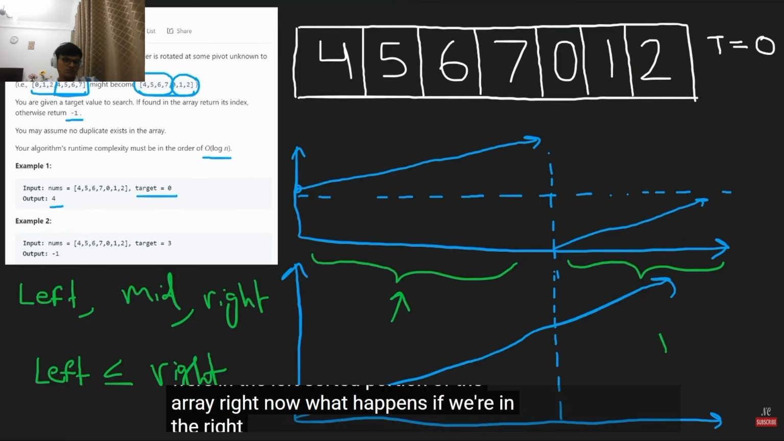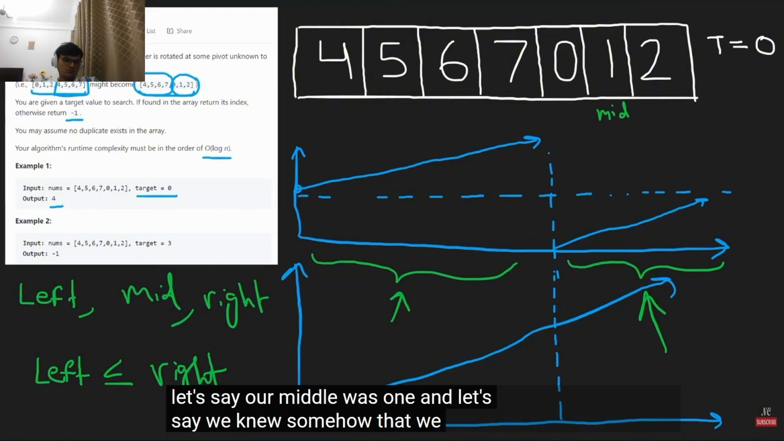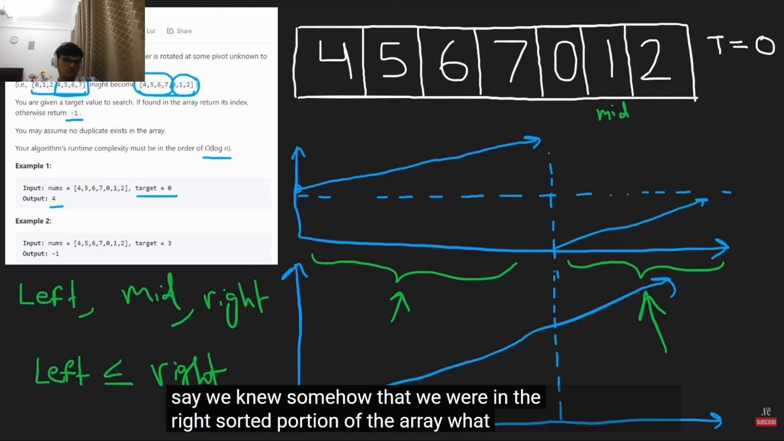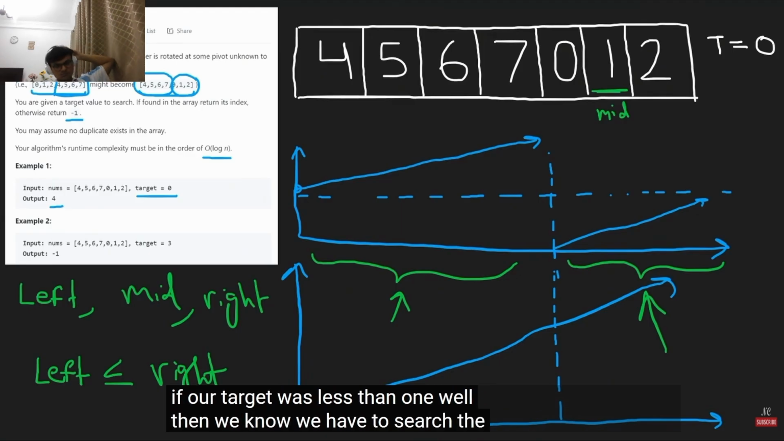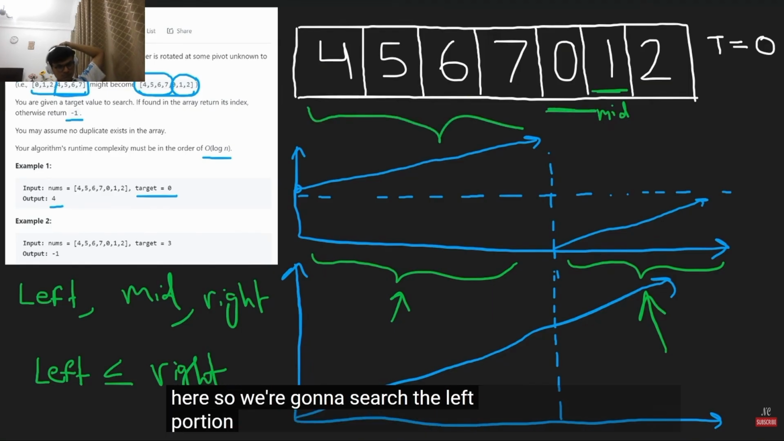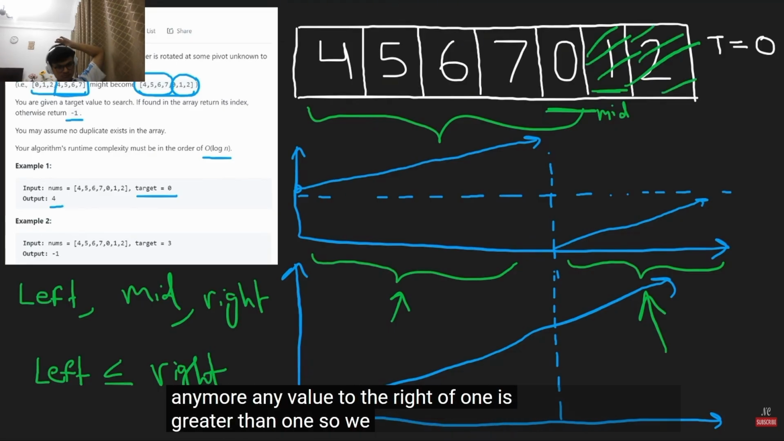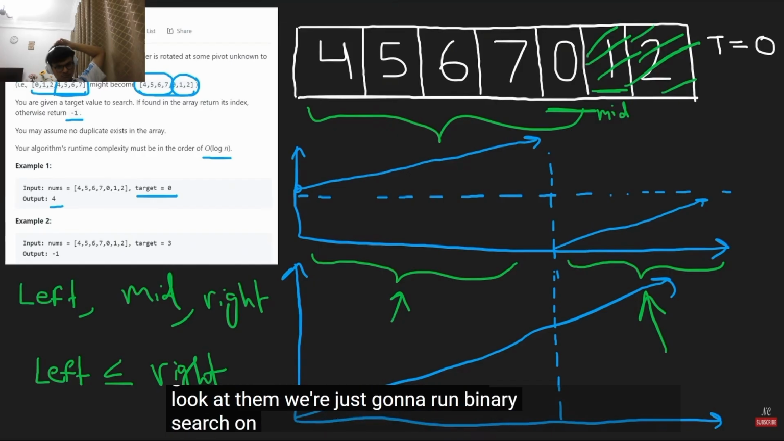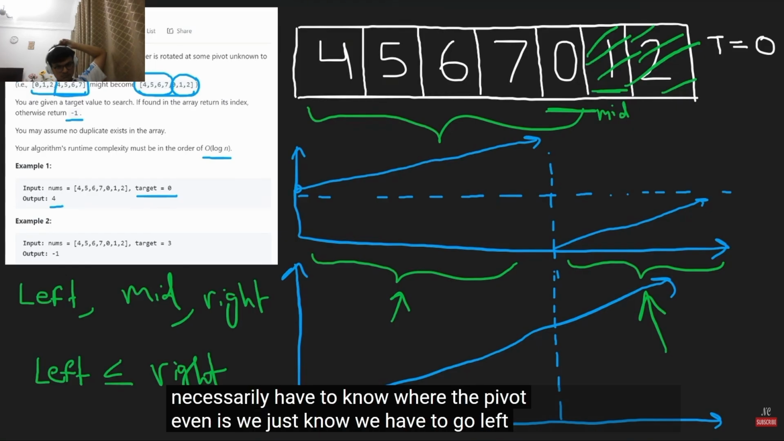Now what happens if we're in the right sorted portion of the array? Let's say our middle was 1. And let's say we knew somehow that we were in the right sorted portion of the array. What if our target was less than 1? Well, then we know we have to search the left. The only value less than 1 is right here. So we're going to search the left portion of this array. We're not going to look at 1. We're not going to look at 2 anymore. Any value to the right of 1 is greater than 1, so we don't have to look at them. We're just going to run binary search on these elements. We don't necessarily have to know where the pivot even is. We just know we have to go left.